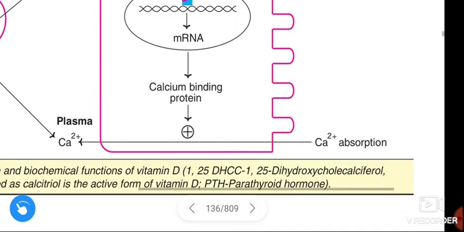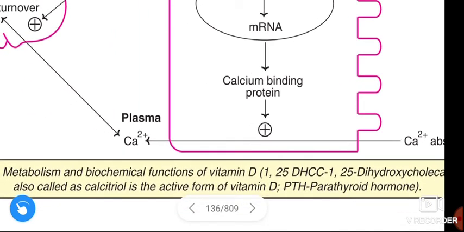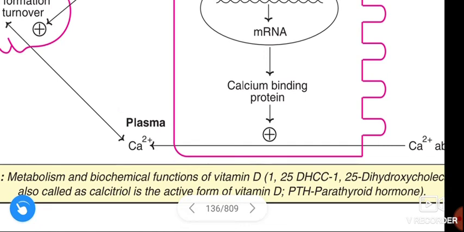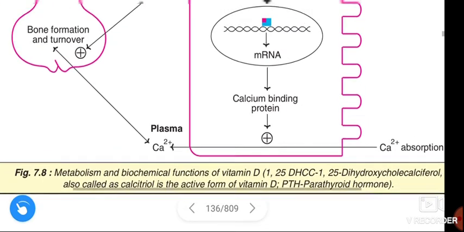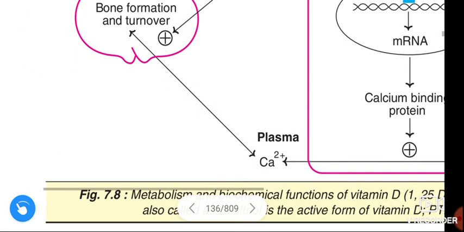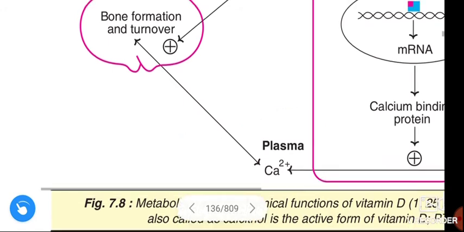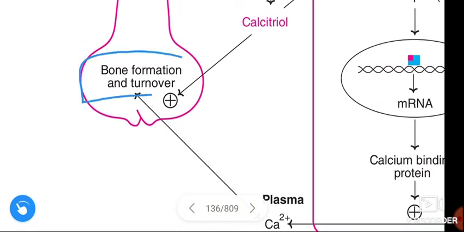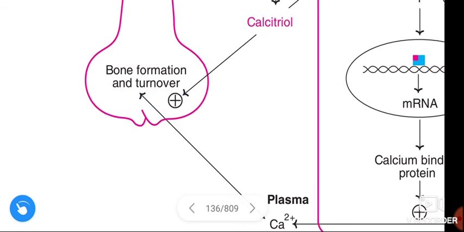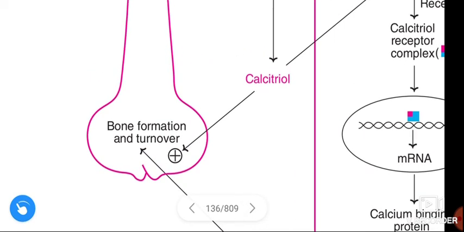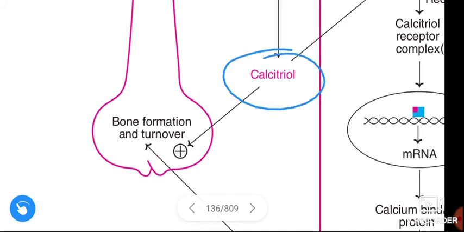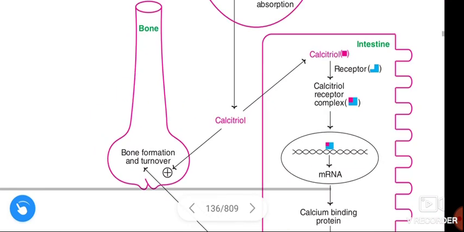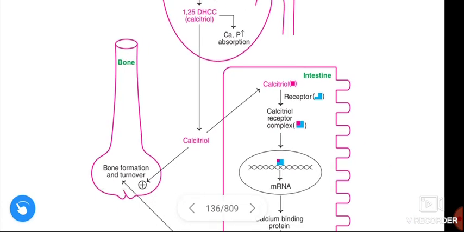The absorbed calcium enters the plasma, and the absorbed calcium helps in formation of bone. In bone, this calcitriol helps in formation of bone. That's about the biochemical functions of calcitriol.